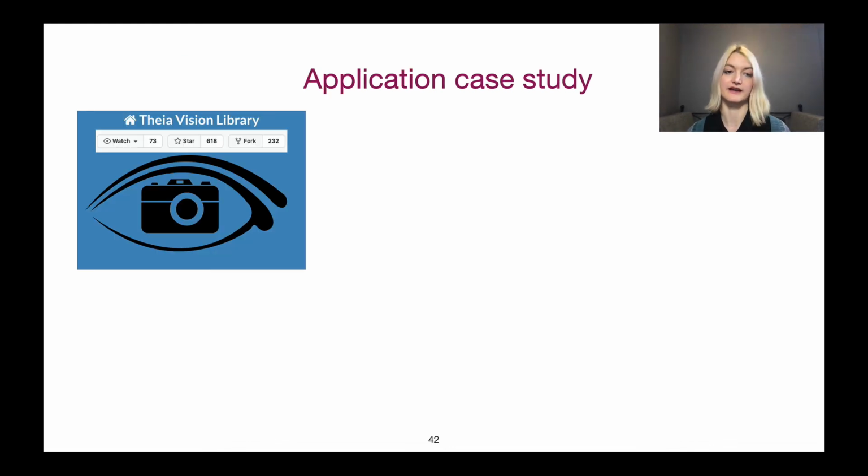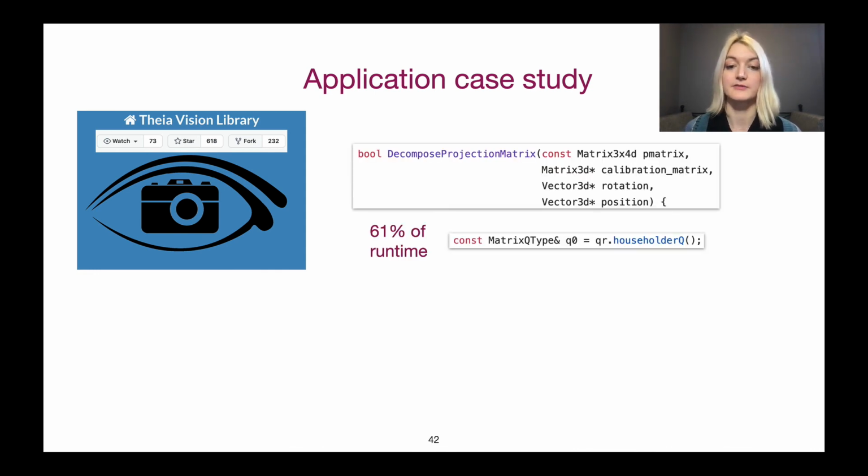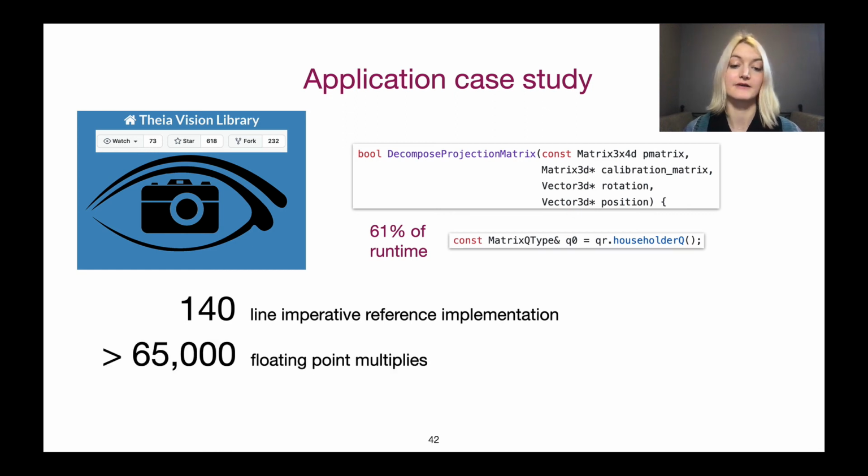Finally, we have an application case study where we looked at the Theia computer vision library that has algorithms for structure from motion. This particular library call, decompose projection matrix, spent about 61% of its runtime on a call to QR decomposition, which was one of our benchmarks. So our benchmark implementation was about 140 lines of our imperative reference code, but it had over 65,000 floating point multiplies in the resulting symbolic matrix, which shows that even relatively simple implementations can capture complex computational patterns.